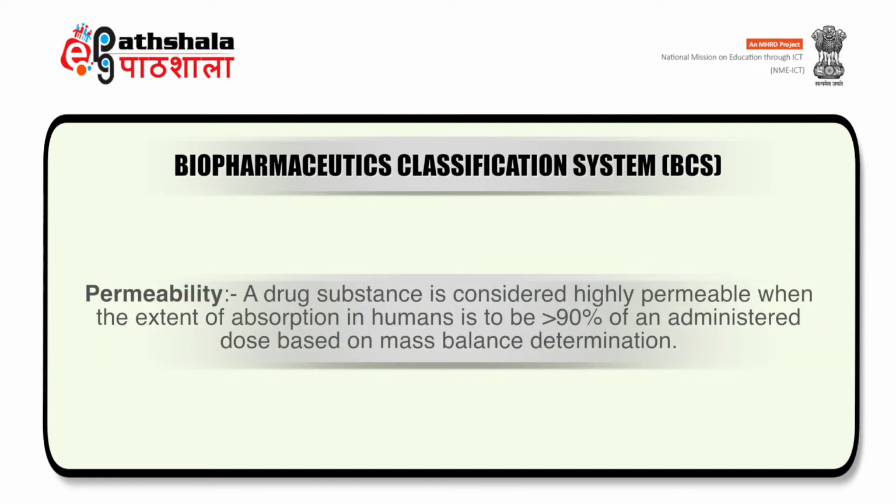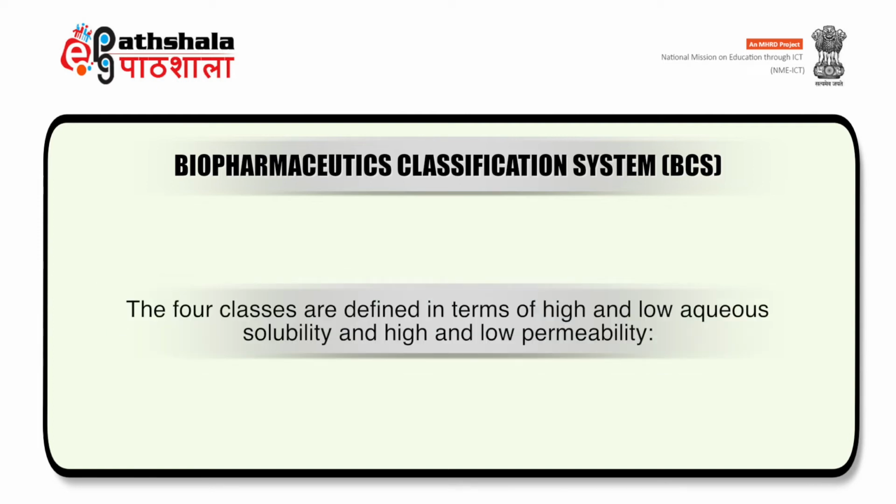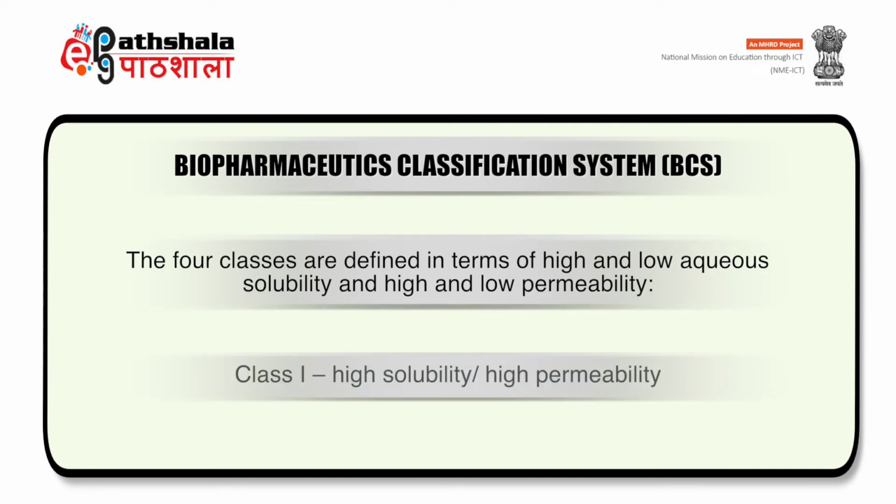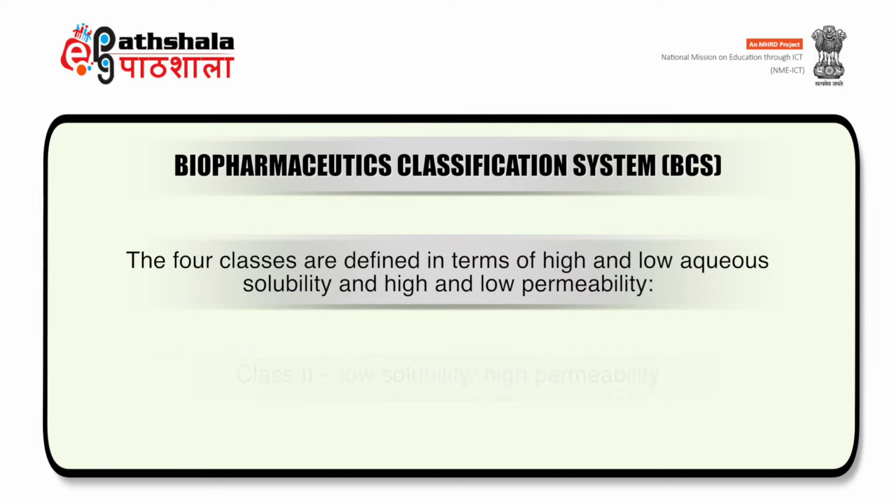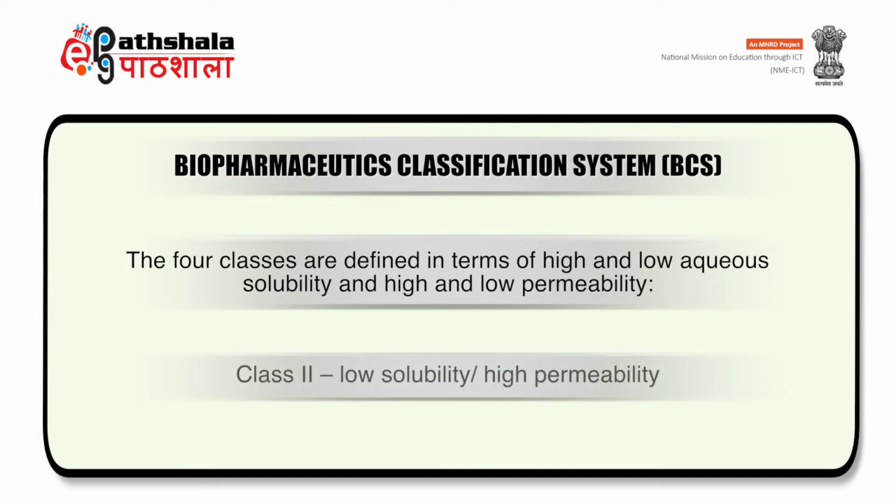Permeability: a drug substance is considered highly permeable when the extent of absorption in humans is determined to be more than 90% of an administered dose based on mass balance determination. According to the BCS classification, the drugs have been divided into 4 classes depending upon the solubility and the permeability. Class 1 drugs are highly soluble and highly permeable. Class 2, drugs having low solubility but high permeability. Class 3, drugs having high solubility but low permeability. And class 4, drugs having low solubility as well as low permeability.